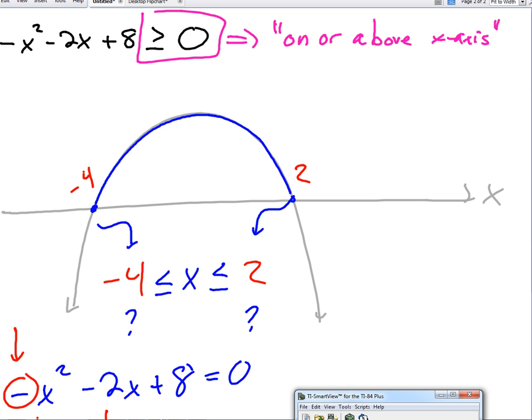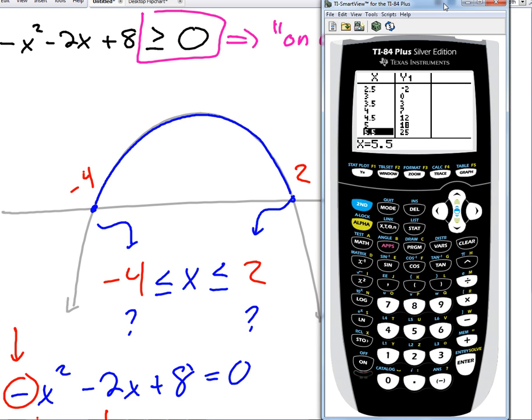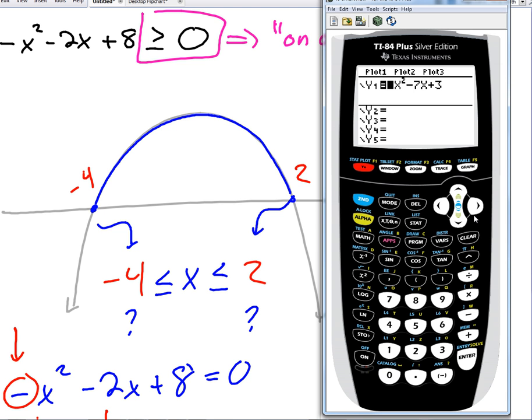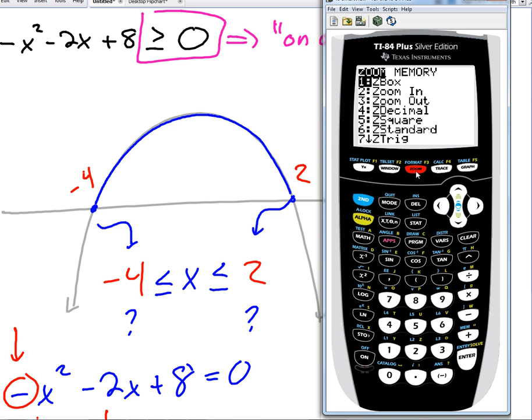So what does that look like on my calculator? Let's just quickly see that, because there are a couple of little tricks to that. So here, y equals -x squared minus 2x plus 8. I'll just go zoom 6 and see what that looks like. So there it is, there's my parabola. I want the parts on or above the x-axis, so I just need to know what the intercepts are. Do you know how to find intercepts on here?